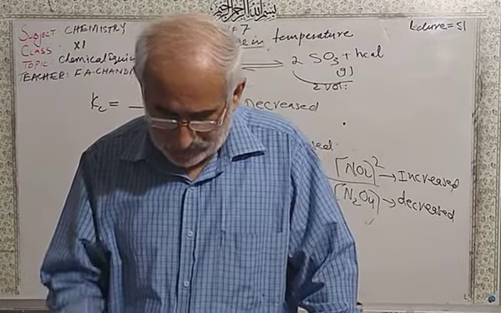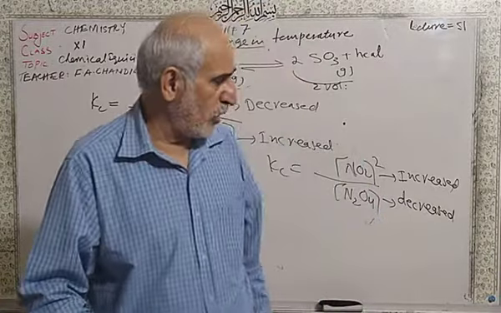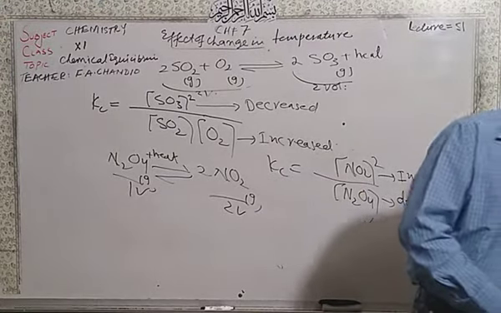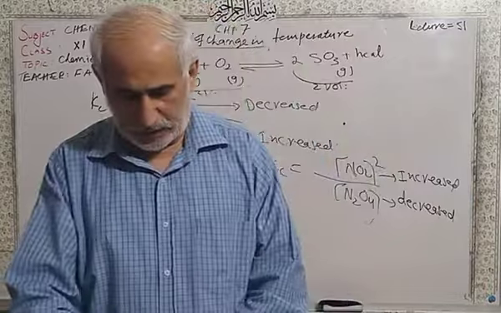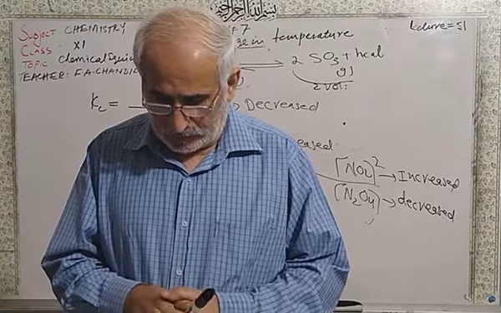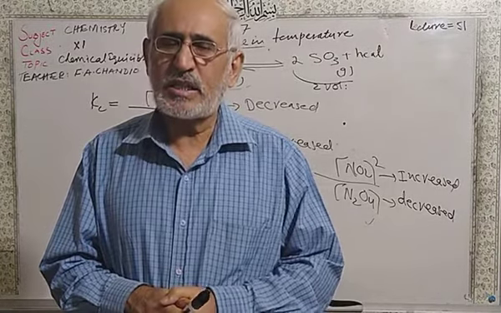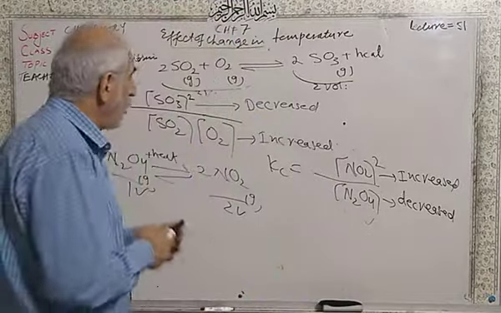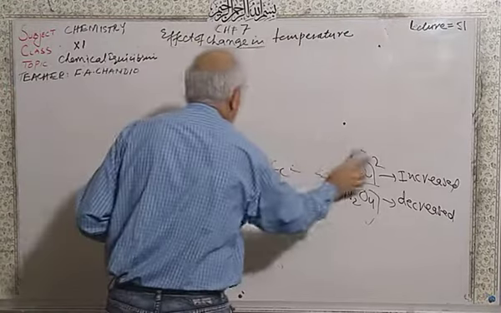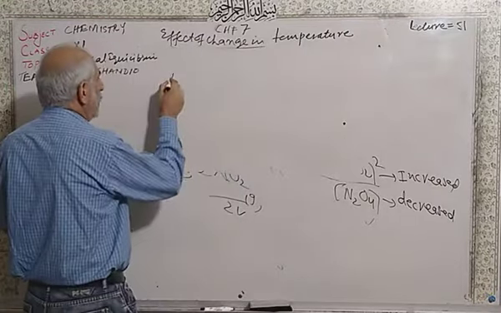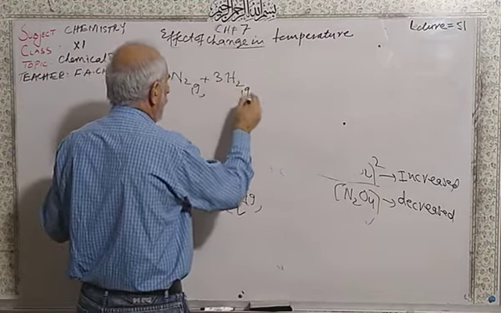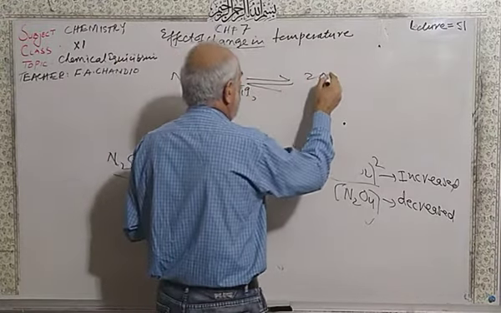Effect of addition of catalyst: you know, a catalyst is a substance which is going to increase the speed of the chemical reaction. It only increases the speed of the chemical reaction here. So dear students, these are the same applications of Le Chatelier's principle for the synthesis of ammonia gas. So ammonia gas: this is nitrogen, 3 moles of hydrogen, 2 moles of ammonia.